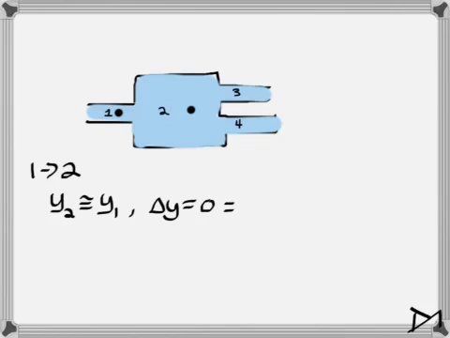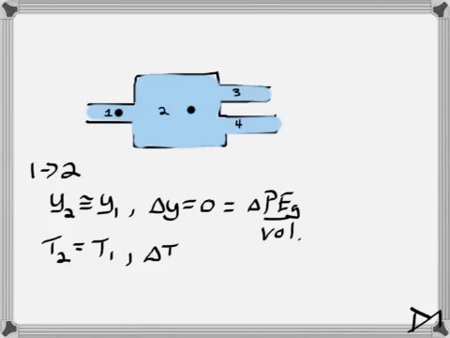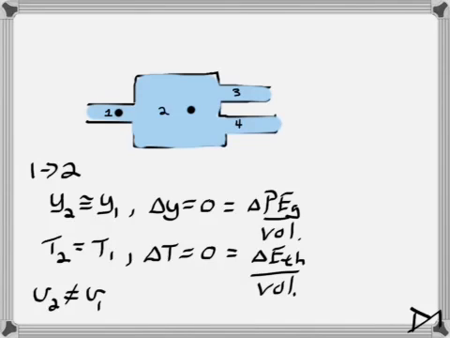Now, going in our analysis from 1 to 2, y2 and y1 are roughly the same height. There's no change in gravitational energy because there's no change in height from 1 to 2. Our tubes aren't tall enough or wide enough to have changes of height. And there's no temperature difference between T2 and T1. So there's no thermal energy changes.